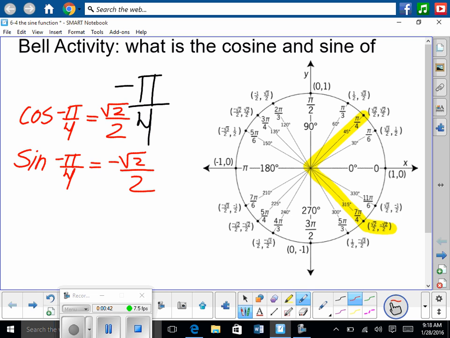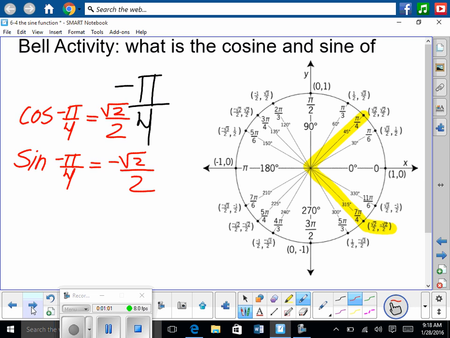All right, any questions on that? Isn't 7 pi fourths a coterminal angle with negative pi fourths? Because it lands in the same spot, right? So sweet. All right, good job. How many got it right? Nice job, guys. Way to go.